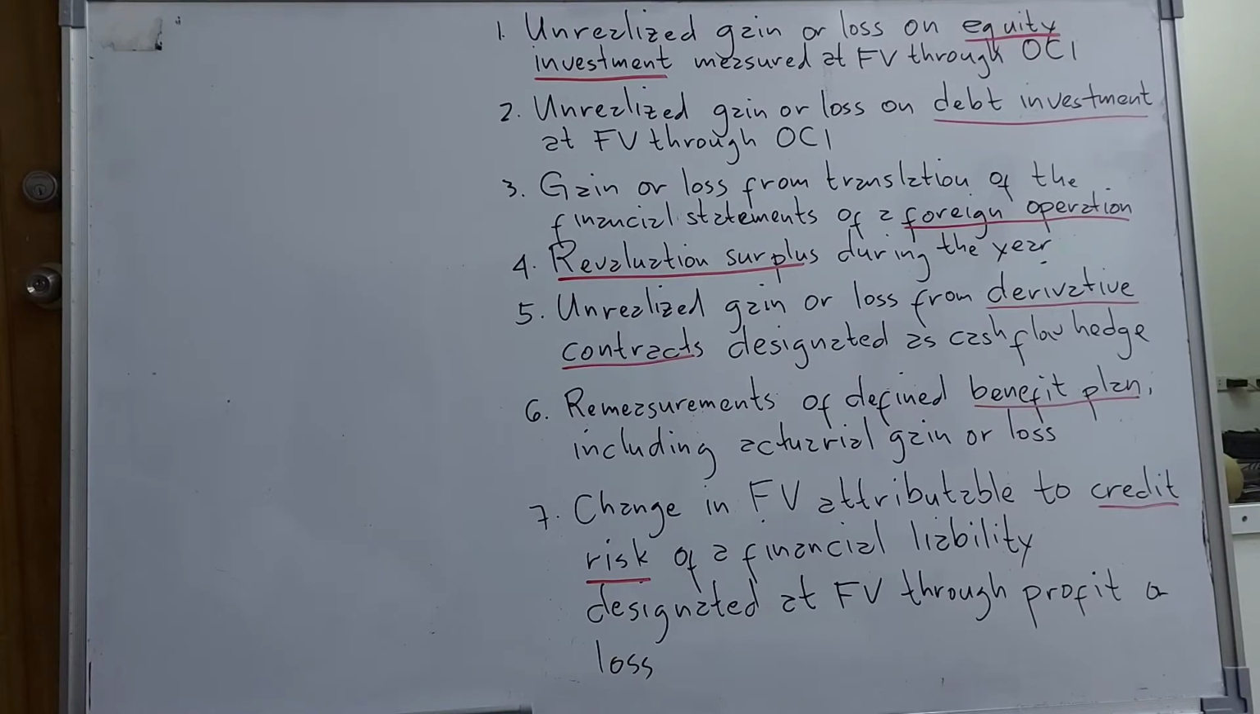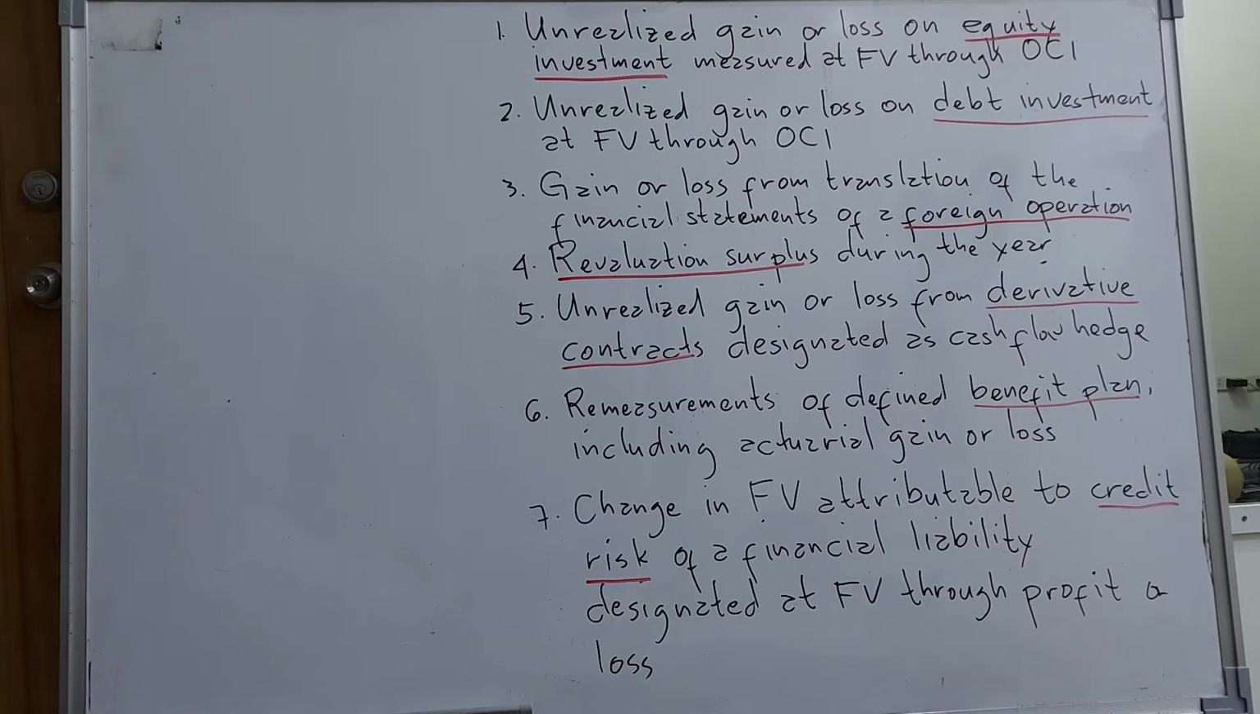So, yan yung 7 components ng OCI. So, in-underlinean ko ng red ink or red pentel pen yung kailangan yung tandaan. So, yung una, unrealized gain or loss on equity investment, measured at fair value through OCI. Yung second ay unrealized gain or loss on debt investment at fair value through OCI. Yung pangatlo, gain or loss from translation of the financial statements of a foreign operation. So, yan yung may makita kayong foreign currency.